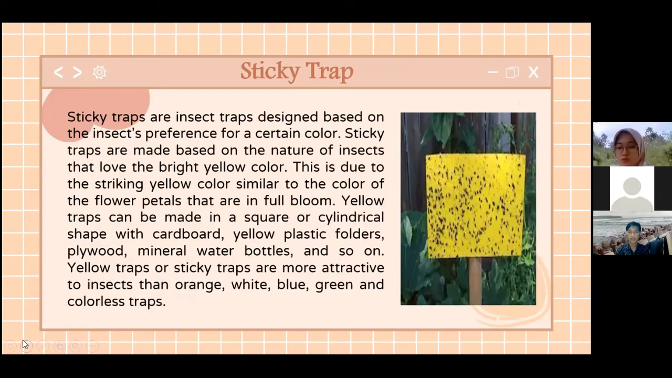Sticky traps are insect traps designed based on the insect's preference for a certain color. Sticky traps are made based on the nature of insects that love the bright yellow color. This is due to the streaking yellow color being similar to the color of flower petals that are in full bloom. Yellow traps can be made in a square or cylindrical shape, with cardboard, yellow plastic folders, plywood, mineral water bottles, and so on. Yellow traps or sticky traps are more attractive to insects than orange, white, blue, green, and colorless traps.